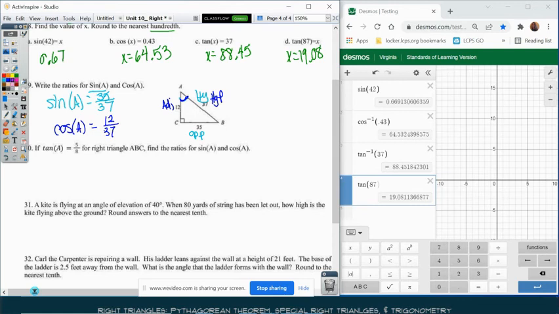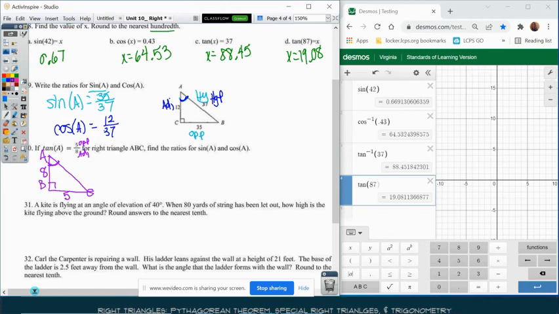Now number 30 for us. If the tangent of A is equal to 5 over 8 in right triangle ABC, find some ratios. So I'm going to draw the sketch for my triangle ABC, and A is the reference angle. So 5 is my opposite and 8 is my adjacent. From angle A, label my opposite as 5, label my adjacent as 8.